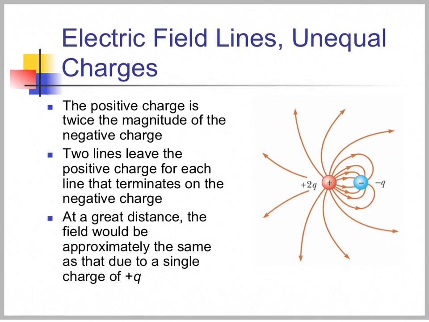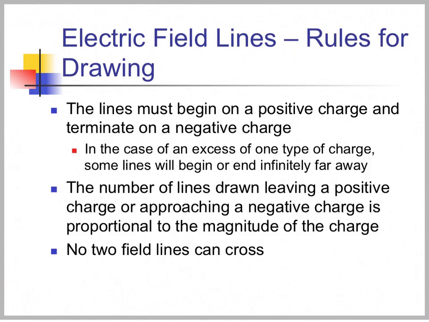Of course, I could also have unequal charges. If I have a positive charge and a negative charge, the positive charge in this case is twice the magnitude of the negative charge. So we have two lines leave the positive charge for each one line that terminates on the negative charge. And if I was a far distance away, the field lines would look approximately the same as a single charge of plus q.